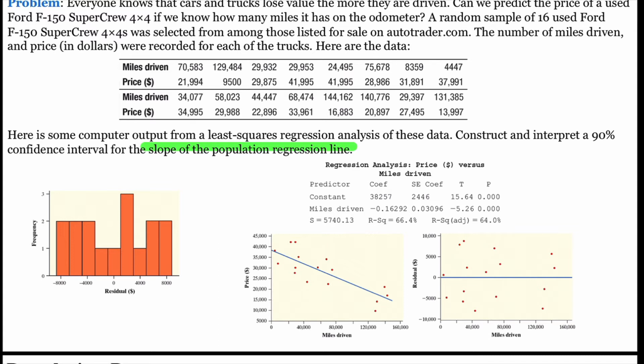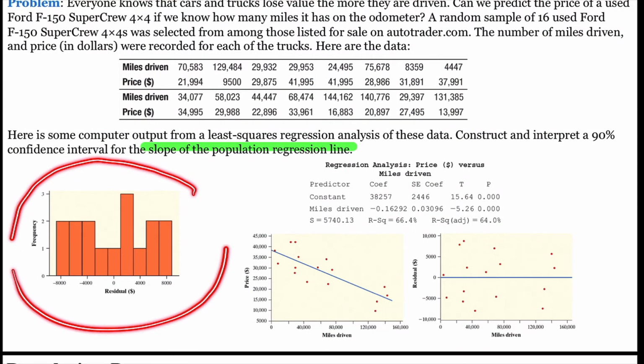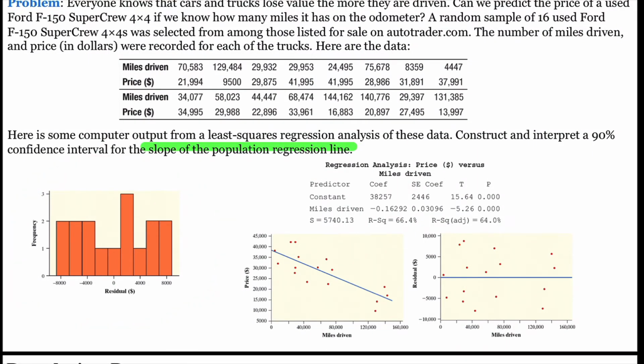Okay, so let's see. They give us some data. It looks like a frequency chart, like a histogram of the residuals. What is a residual? We've talked about it. It should sound familiar, but what is a residual? There you go, exactly. How far each data point is from the predicted line.